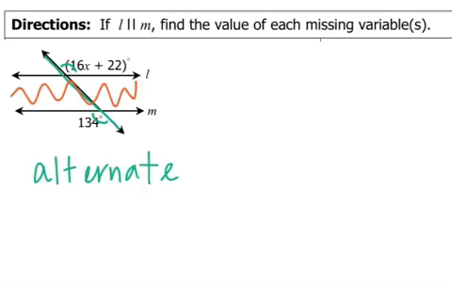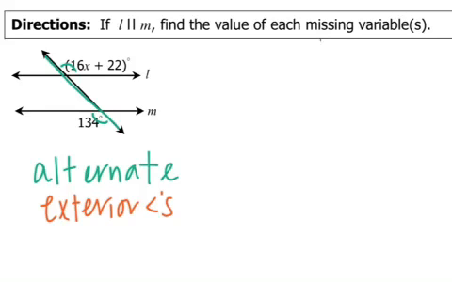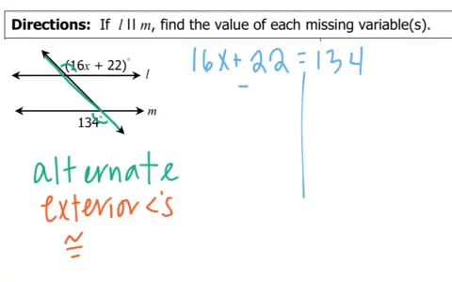They're going to be either interior or exterior, and that all depends on where they are according to the parallel lines. Interior to the parallel lines would be in between them. These angles are not interior, these angles are outside. So we're going to say these are alternate exterior angles. And now we just have to remember, what's the relationship between alternate exterior angles? These are congruent. So we can do a similar method in this one. We'll take 16x plus 22, and it's got to be congruent to 134, so that means they're going to be equal. And we'll solve for x.